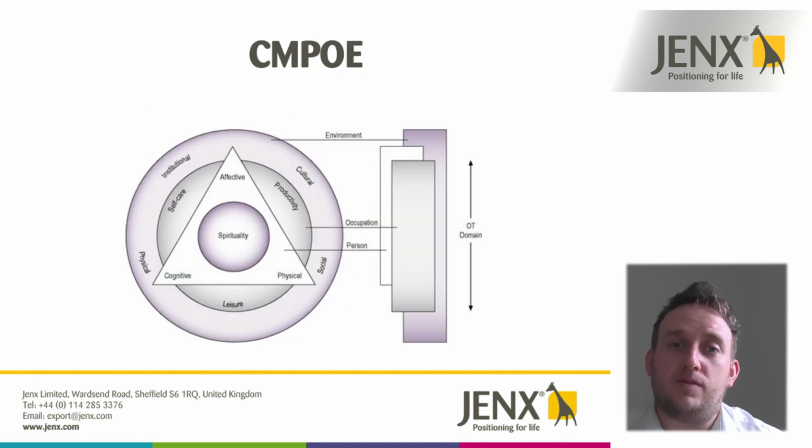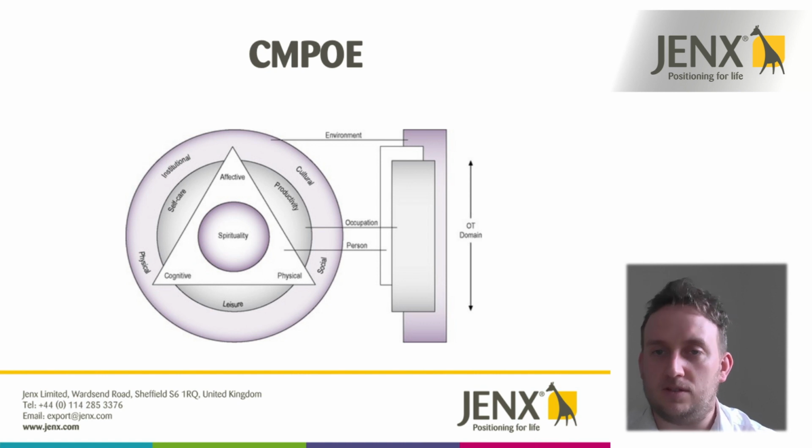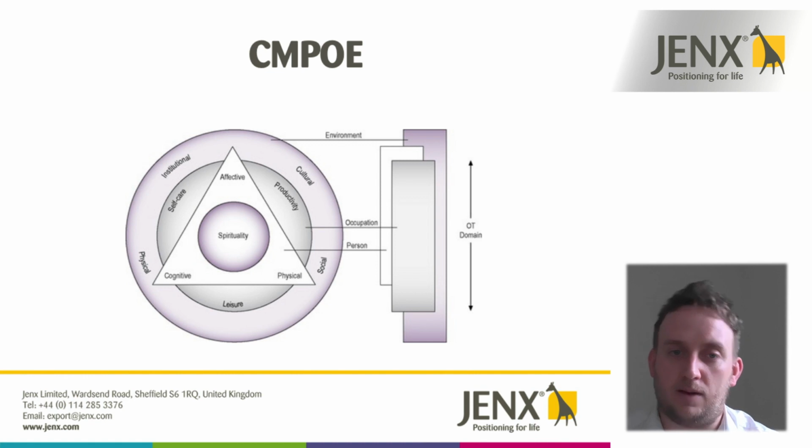So the Canadian model of occupational performance and engagement, this is a view of how it might look. It's breaking a person down into different subsections, into three different domains. So we look at the person as the centre, with, you'll notice a big circle in the middle, spirituality, which we'll get on into in a second. Also looks at a person's occupation, so the things that they do in their lives, and the environment that they do that within.